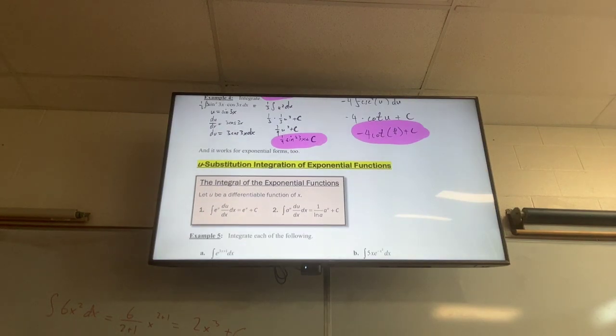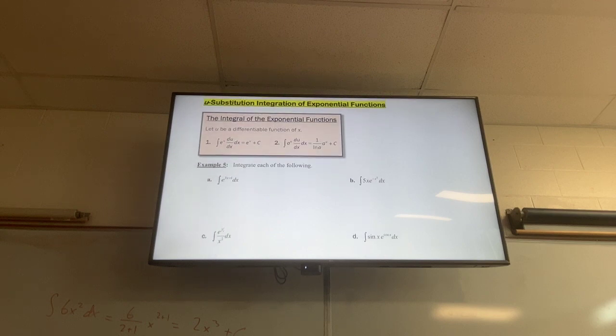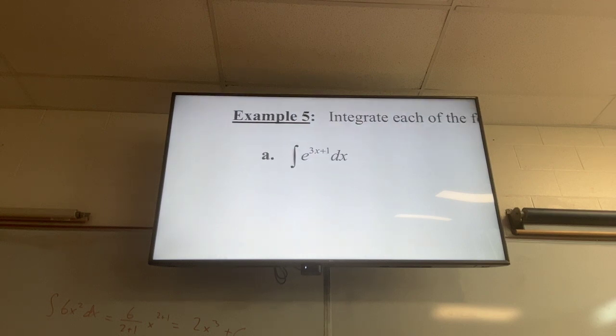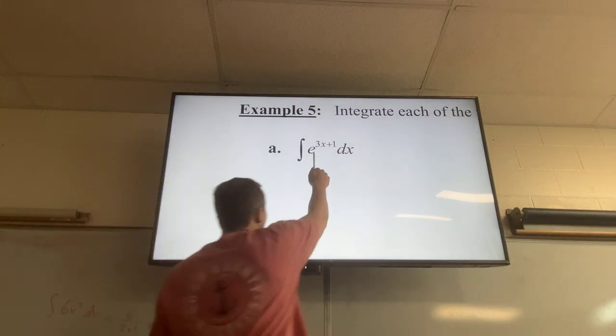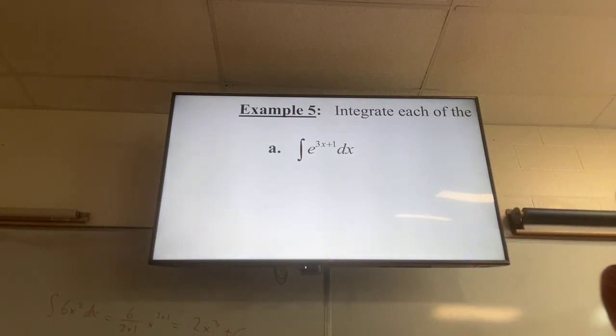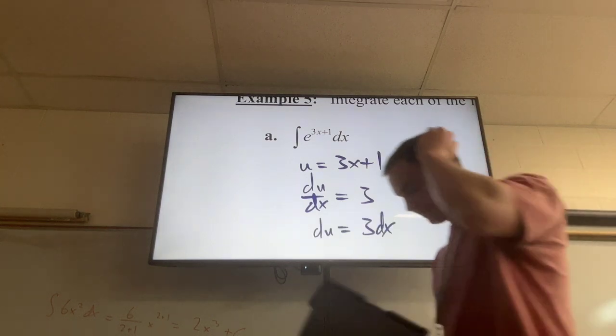All right, then you can do it with exponentials too. You can do it with exponential functions. It's all the same process. So I've got a function inside of an exponential. What do you think my u is going to be? I've got a function inside of another function. It's going to be 3x plus 1. Du dx equals 3. So du equals 3 dx.